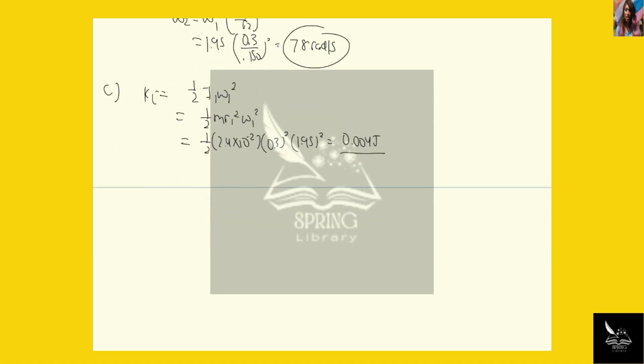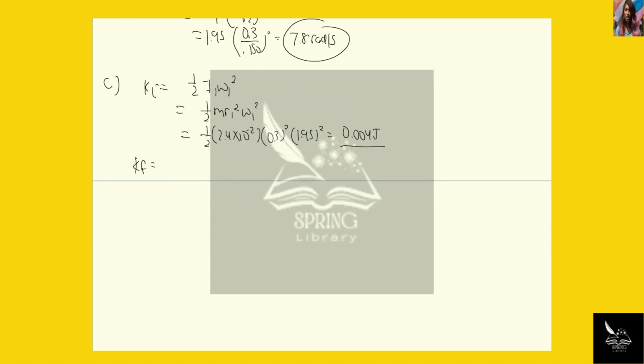Now we want to find our final kinetic energy, K final. That's going to be 1/2 mass radius 2 squared omega 2 squared. So we plug in 1/2 times 2.4 times 10 to the negative 2 times our 0.15 squared times 7.8 squared to get 3.94 times 10 to the negative 4 joules.